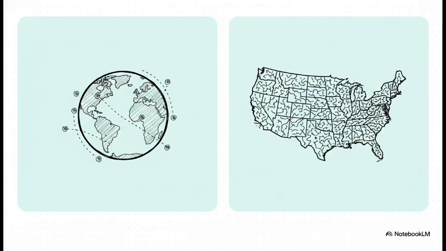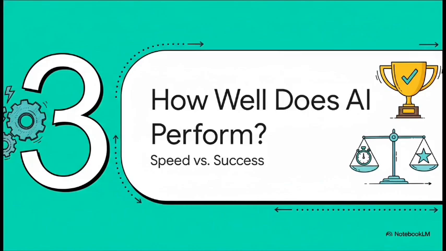AI is spreading like wildfire, about 10 times faster than major technologies from the last century. So you've got this super fast adoption, but it's definitely not happening everywhere at the same speed. Okay, so we know who's using it. But the next logical question is, how well is it actually performing? And this, my friends, is where we find a really surprising and important trade-off.